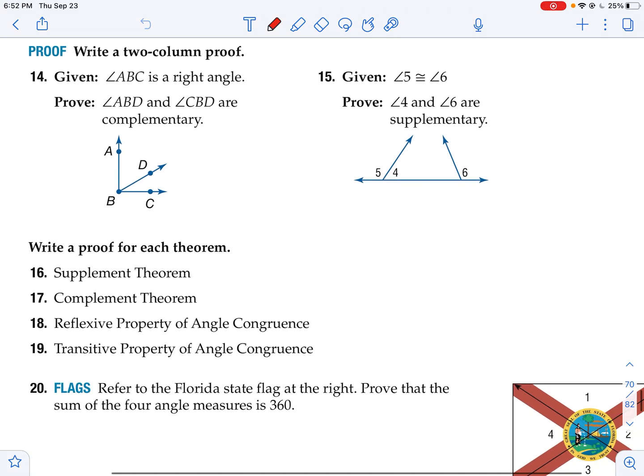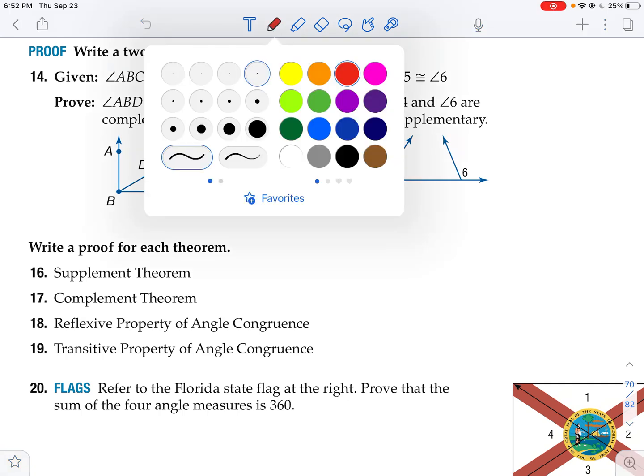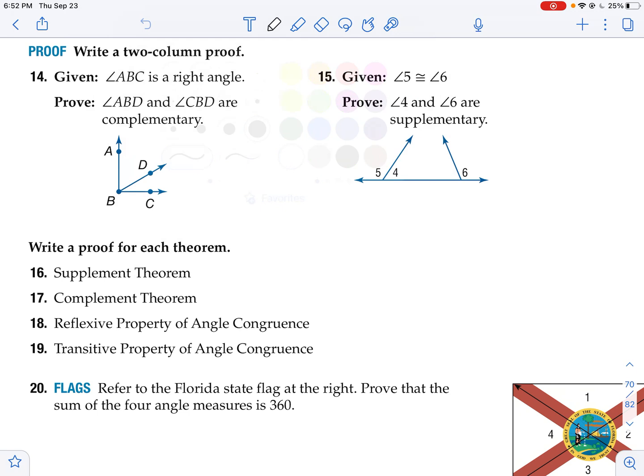Hey, here's number 14 on our homework. Given ABC is a right angle, prove that ABD and CBD are complementary angles.